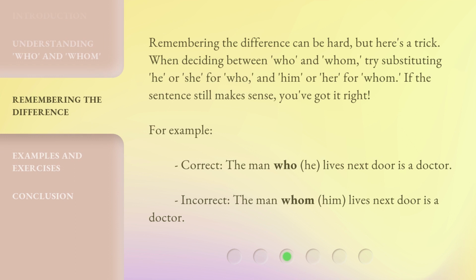Remembering the difference can be hard, but here's a trick. When deciding between who and whom, try substituting he or she for who, and him or her for whom. If the sentence still makes sense, you've got it right. For example, correct: the man who he lives next door is a doctor. Incorrect: the man whom him lives next door is a doctor.